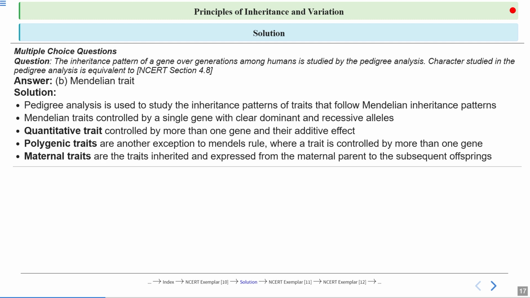Maternal traits are traits inherited and expressed from the maternal parent to the subsequent offspring. So when the mother is transmitting or transferring the traits to the offspring, it is known as maternal traits.